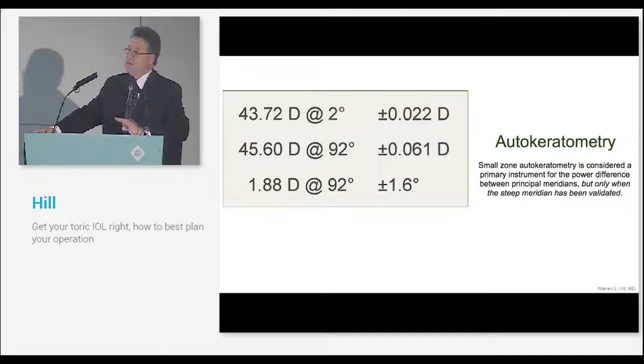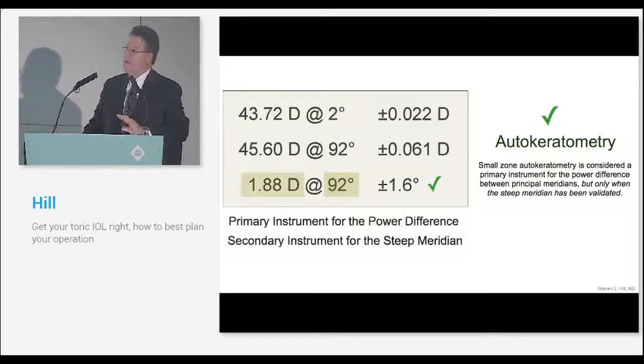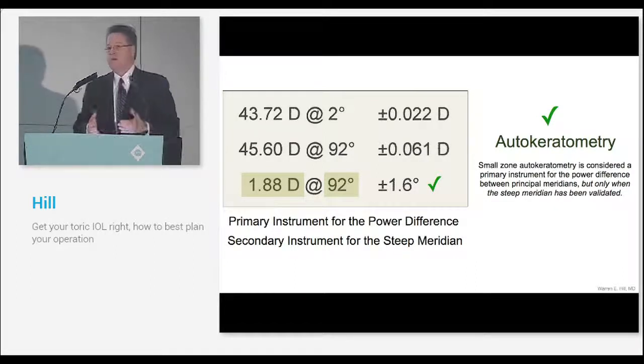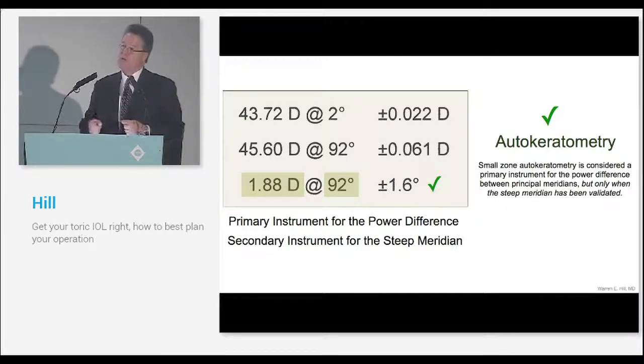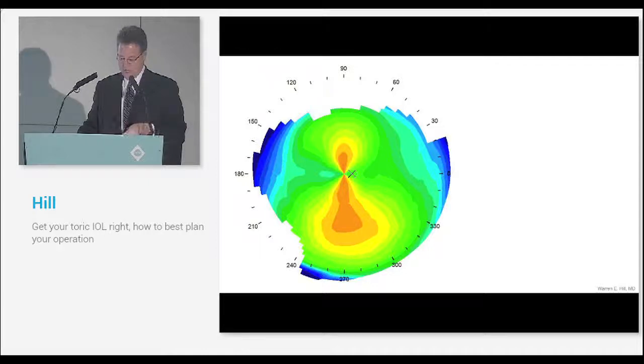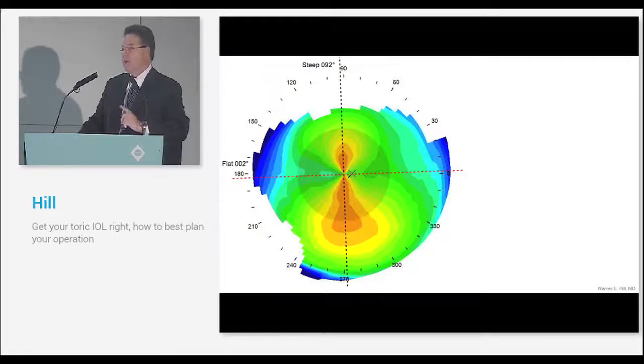What we need to do is make sure that the steep meridian on the autokeratometry lines up with what we got for the toric IOL. And that validates the steep meridian and it validates the keratometry. So now we have a method to know what our steep meridian is, and then we also have a method to know if the keratometry is being measured in the correct way. So 92 degrees is what we had on the topographic map, and now we know that power difference is probably correct. This is a way to look at the information and know that it's correct every single time.